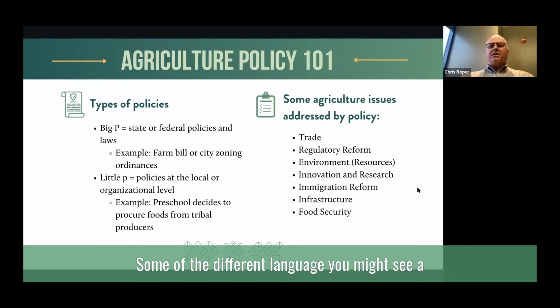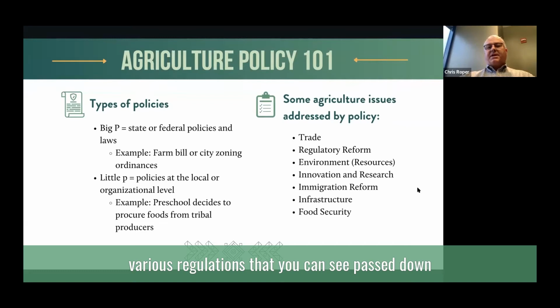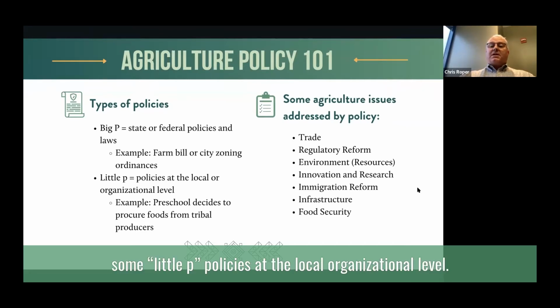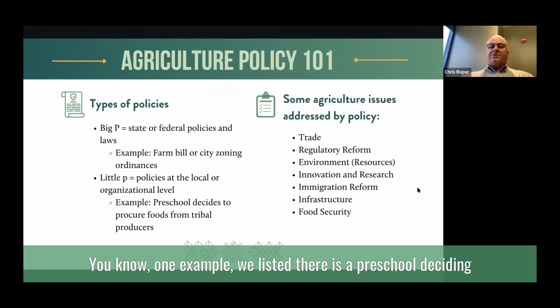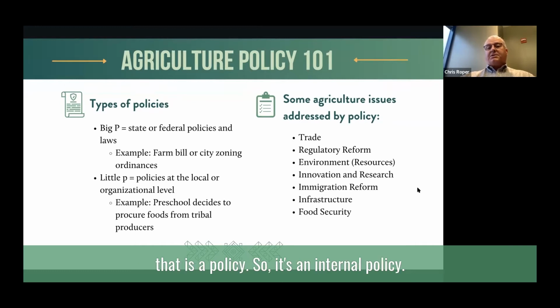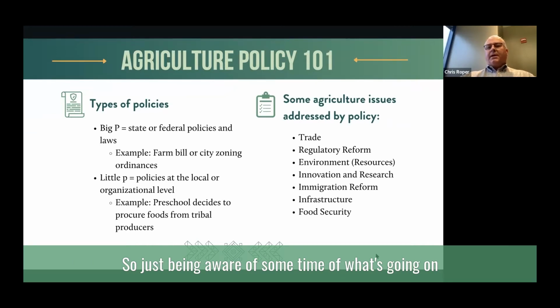Some of the different language you might see, big P we listed as state or federal policies and laws. An example of that is farm bills, city zoning ordinances, various regulations that you could see passed down from a state or federal government. Some little p policies at the local or organizational level. This could even be tribal policies, city policies, policies by private organizations. One example we listed there was a preschool deciding to procure foods from tribal producers. Again, that is a policy. So it's an internal policy at that, but it's still a policy that individuals have effect on, and people being involved can steer those decisions. So just being aware sometimes of what's going on and making a conscious effort to be involved can definitely steer these policies to various outcomes. Next slide.